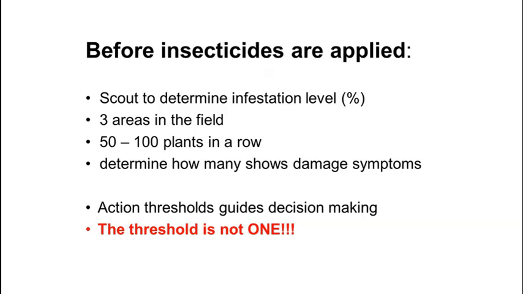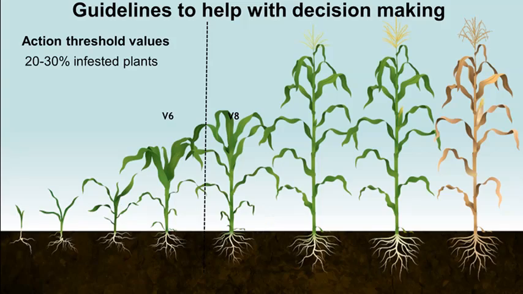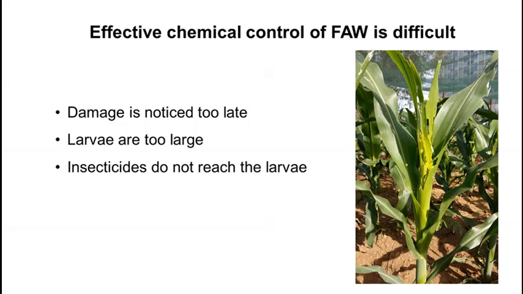But the most important message of today is that the threshold for chemical control is not 1%. The age of the plant should also be taken into account when decisions are made regarding chemical control. Although this seems very high, throughout the world, the action threshold for fall armyworm is between 20 and 50%. But on the conservative side, we can say 20 to 30%. And once plants have flowered, chemical control is not viable anymore. Effective chemical control is very difficult.